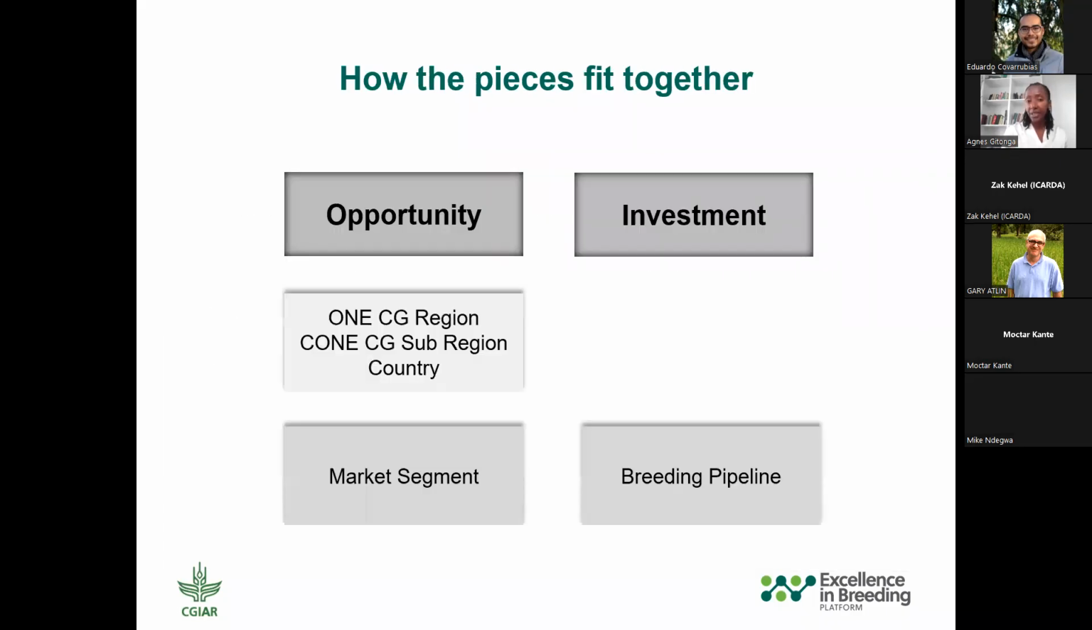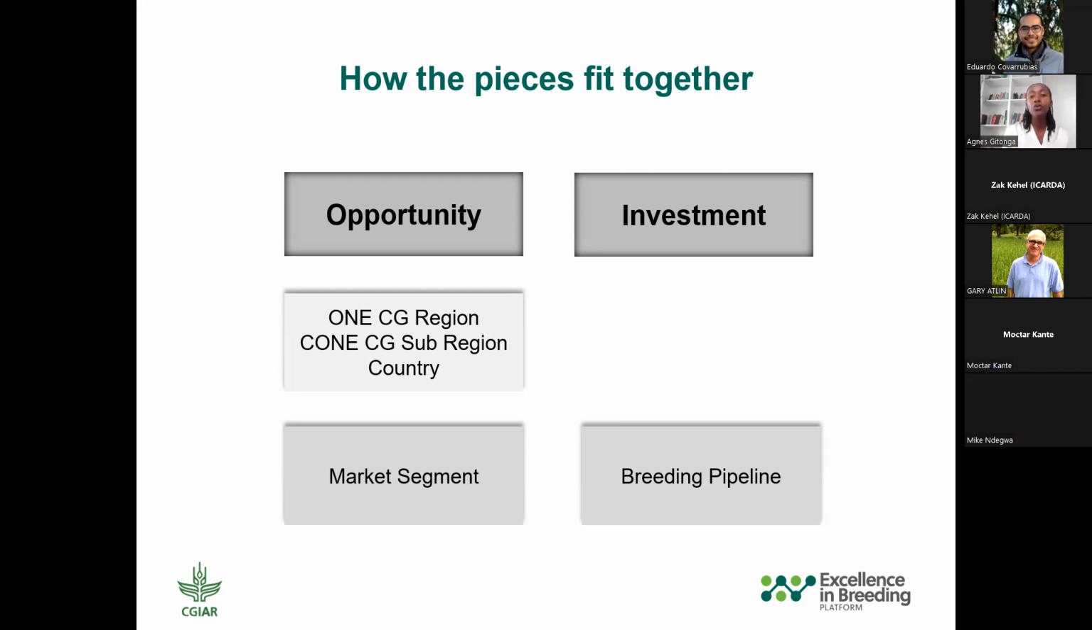So how do the pieces fit together? We look at the market segment as the opportunity, and we've been looking at this at the One CGIAR region and sub-region level. There's an opportunity to look at this in future at country level. As far as the investment is concerned, these are the breeding pipelines. So the opportunity is the market segment and the investment is the breeding pipeline.